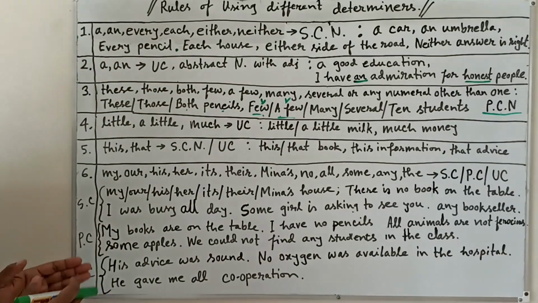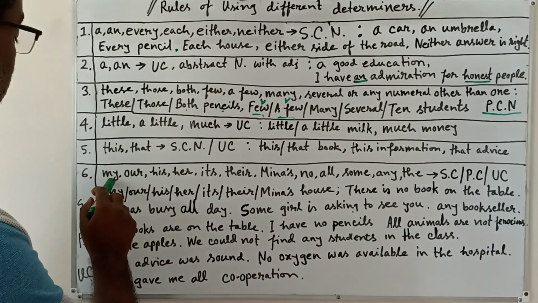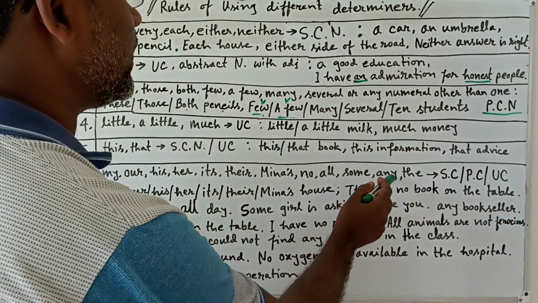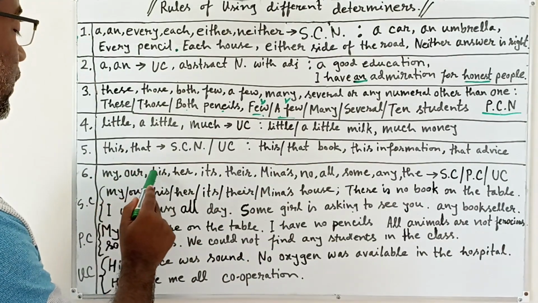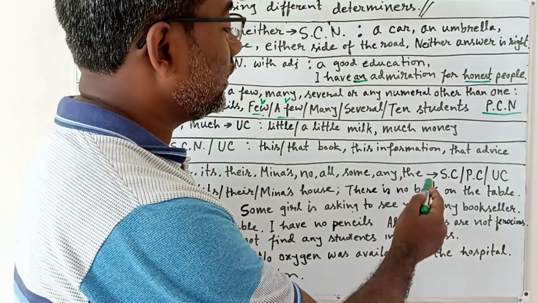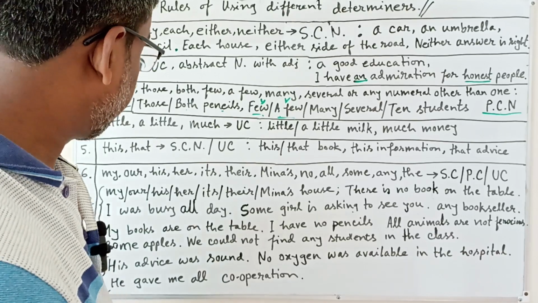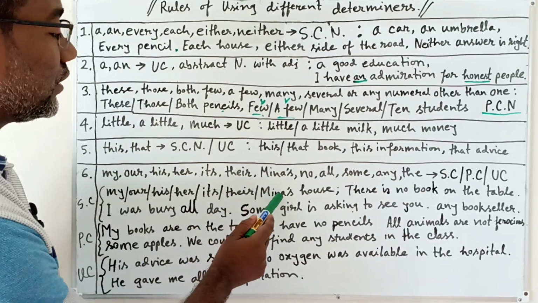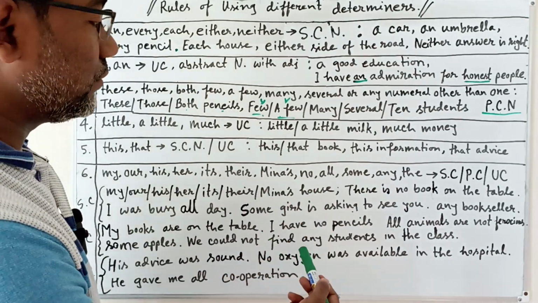Let's go to the number 6 rule. This is the last rule. See the rule: my, our, his, her, its, their, means, no, all, some, any, the. Here most of the words are possessive. My, our, his, her, its, their are possessive. And no, all, some, any, the, they go to singular countable, plural countable, uncountable. So all nouns. Let's see the example: my, our, his, her, its, their, means house. So any possessive can be used with singular countable.